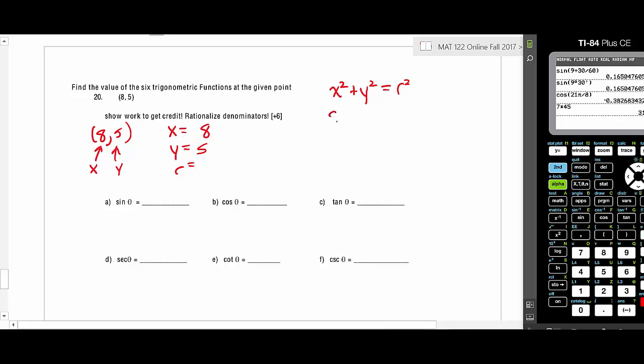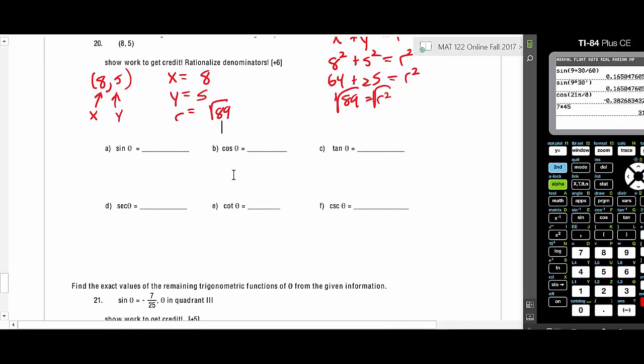Okay, so we're going to do 8 squared plus 5 squared equals r squared. So that's 64 plus 25 equals r squared. So that is 89 equals r squared. Square root both sides, you'll get square root of 89. Okay, now we just need to apply our definition.